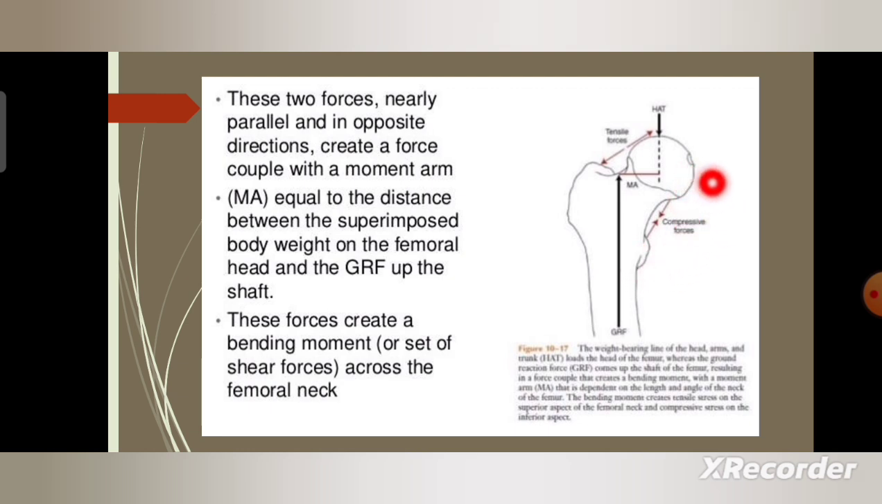The weight bearing line of the head, arms and the trunk, that is HAT, loads on the head of the femur, where the ground reaction force comes up to the shaft of the femur, resulting in a force couple that creates a bending moment. The bending moment creates tensile force on the superior aspect of the femoral neck and compressive force on the inferior aspect.